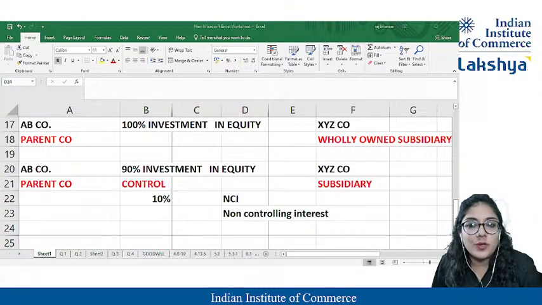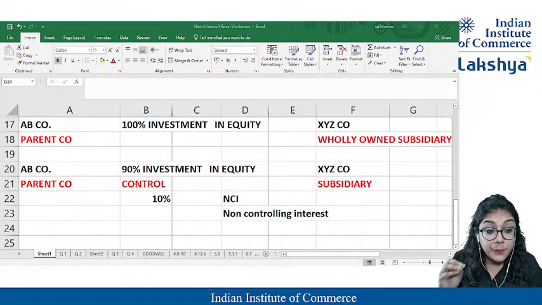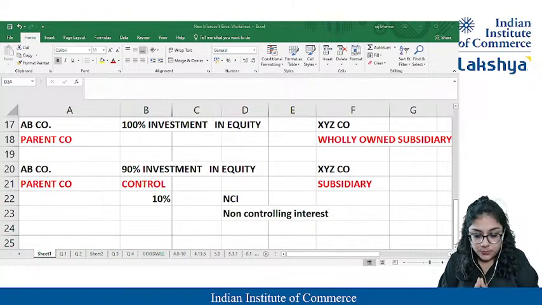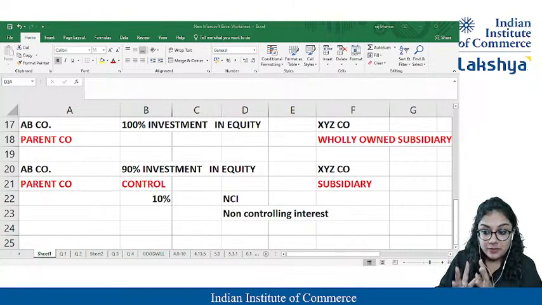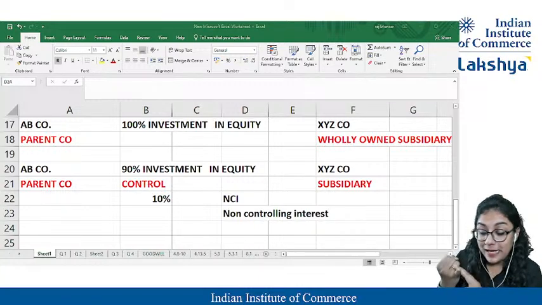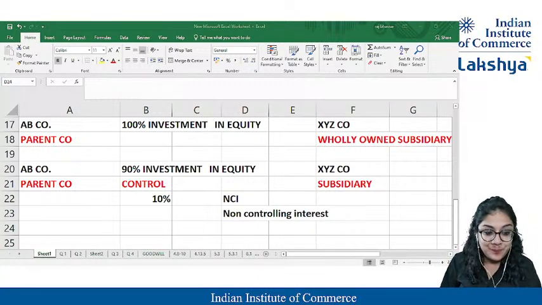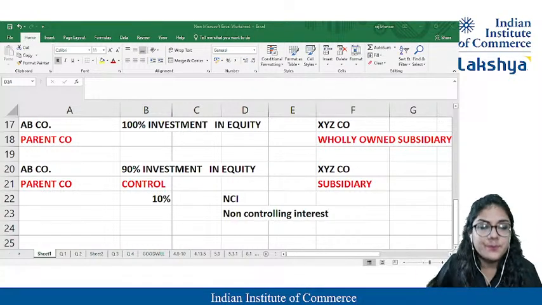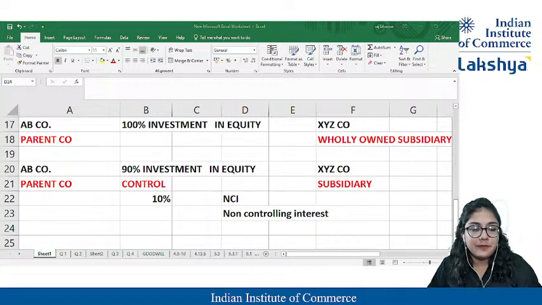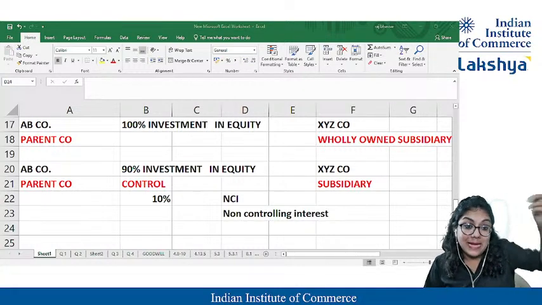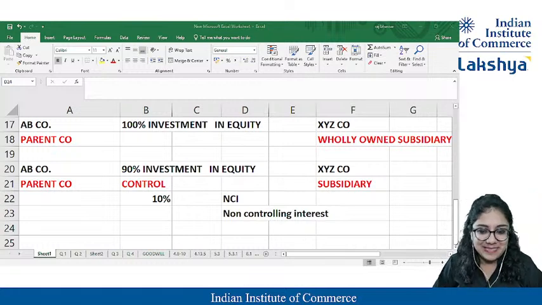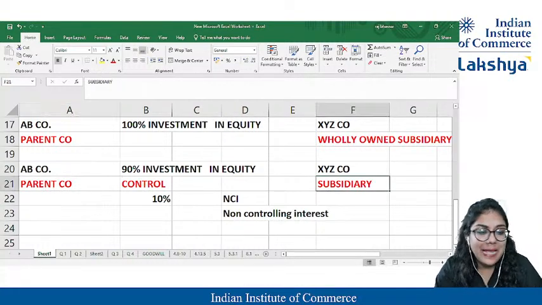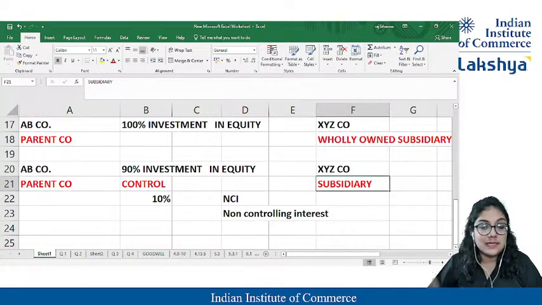See, that is all not going to be tested in the paper, but we should know the meaning of control. If I go further, you need to have control and the ability to take the financial and operating decisions. Along with that, the company should have a right to variable returns. What are variable returns? For example, in future, if the company earns well, I'll get more dividends. So that is basically the parent company and the subsidiary. So it is control.